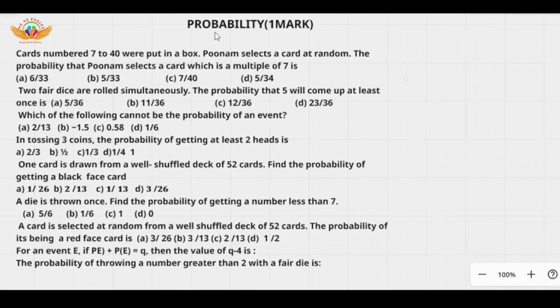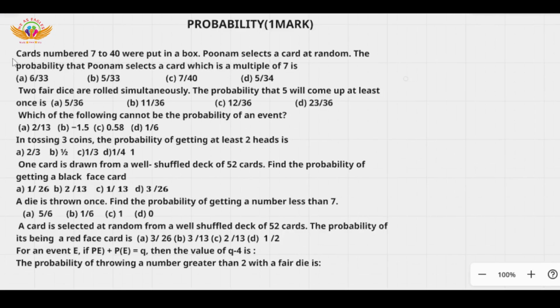So in this video, we are going to start the probability chapter first with the 1 mark questions. So this is all about the CBSE standard paper. So I have been taking some reference questions of 1 mark questions from the chapter probability. So most random questions that have been asked in the previous papers of CBSE.